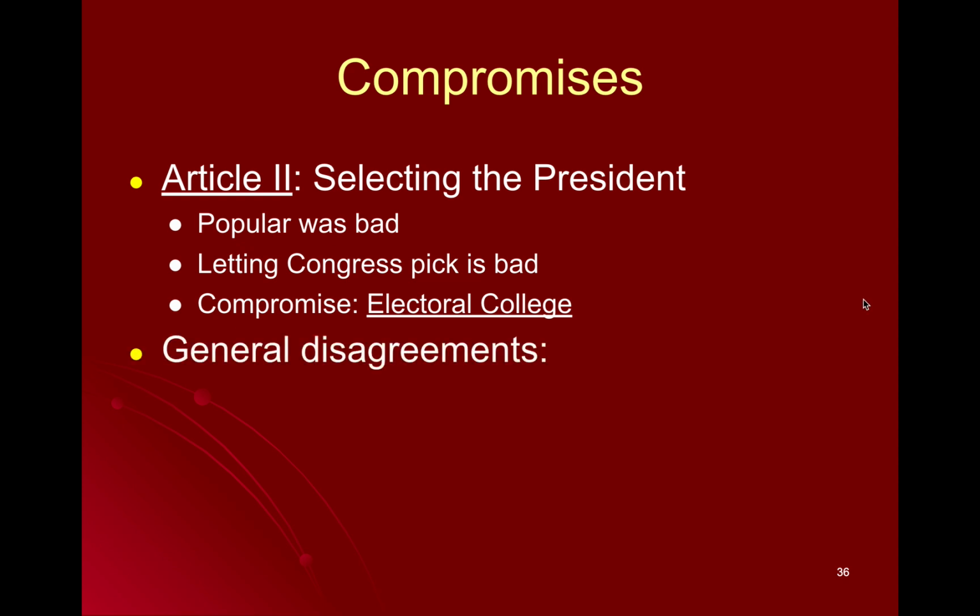There are also some other major compromises and disagreements that have to be ironed out in the Constitutional Convention. Remember, in order to amend the Articles of Confederation, they needed unanimous support, 13 out of 13 states. So in Article 5 of the new Constitution, they set up an amendment process. The amendment process is still difficult, but not as difficult as under the Articles. So here's the basics of how an amendment is added.